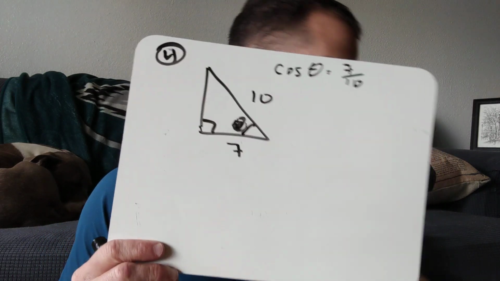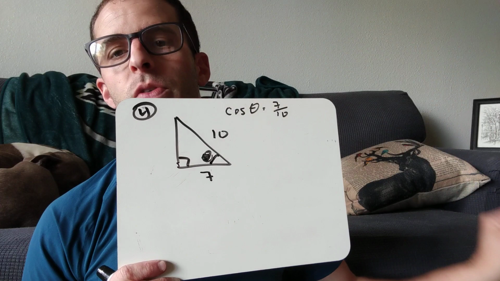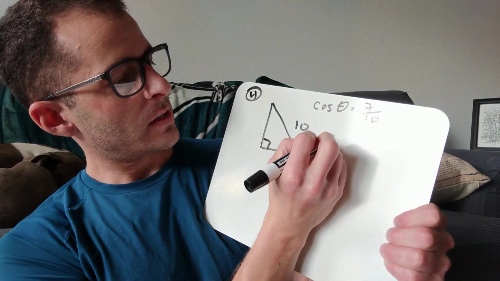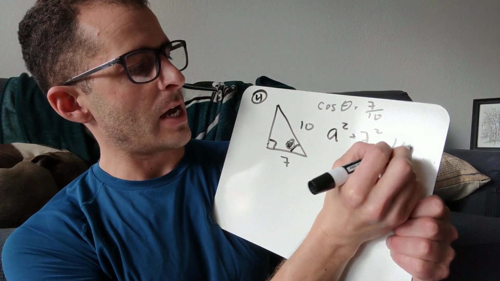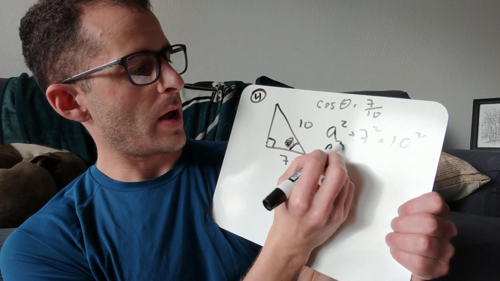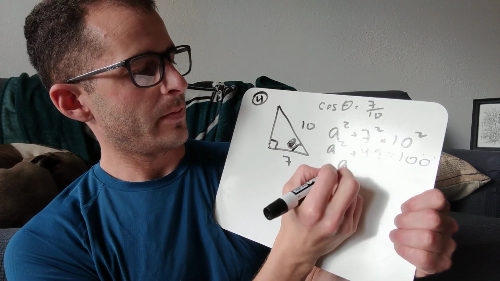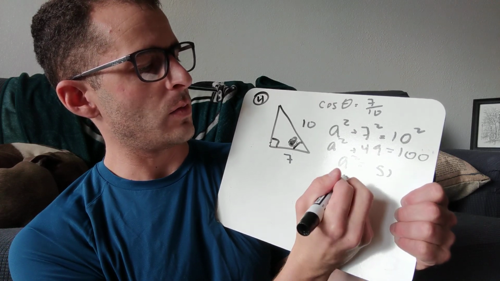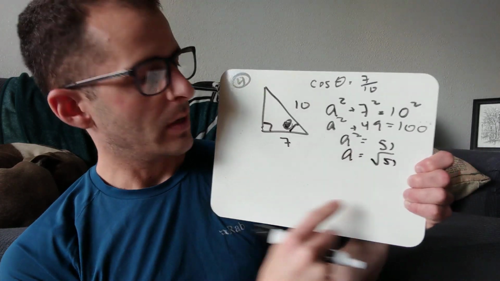Is this one of our triples? And the answer is no. There's no hypotenuse of 10. So we are going to have to use the Pythagorean theorem. Let's say that a squared plus 7 squared equals 10 squared. So a squared plus 49 equals 100. A squared equals 100 take away 49, so 51. A equals the square root of 51.